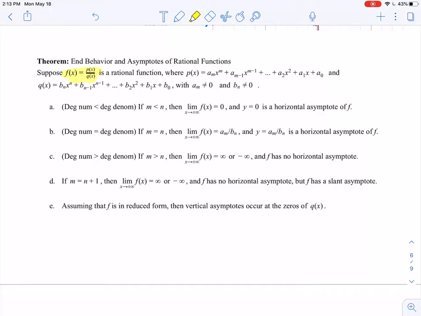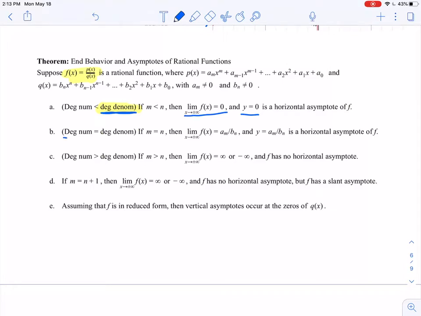So in part A, it says that if the degree of the numerator is less than the degree of the denominator, so here I'm going to underline the degree of the denominator, that one's bigger, then in that case, the limit as x approaches plus or minus infinity is equal to 0, and y equals 0 is a horizontal asymptote. So that all occurs if the degree of the denominator is bigger. Remember, that means you have a higher power of x in your denominator.